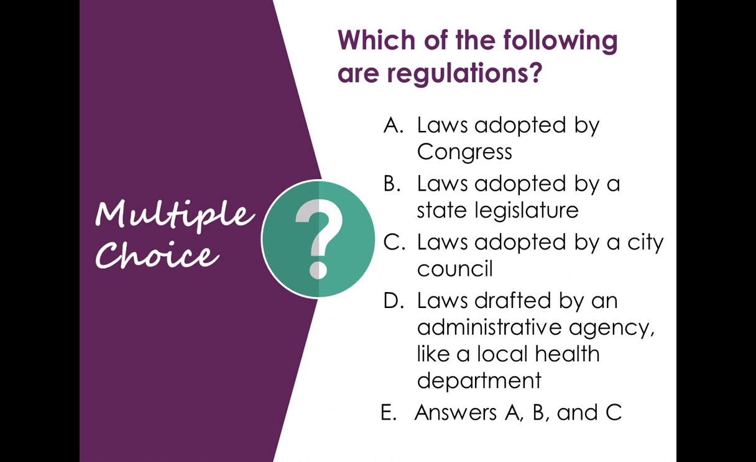Okay, so that was a lot of information. So just to take a quick step back, this is just a quick question about which of the following are regulations. So in a moment you'll have a chance to make your selection, but the answer choices are A, laws adopted by Congress, B, laws adopted by a state legislature, C, laws adopted by a city council, D, laws drafted by an administrative agency like a local health department, or E, answers A, B, and C.